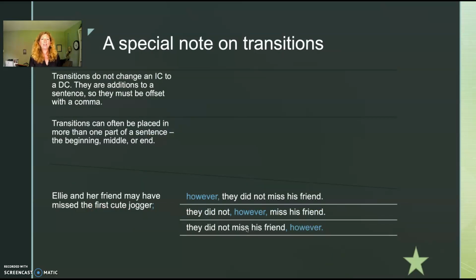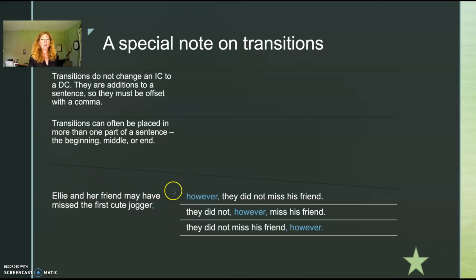So here's a special note on transitions. Transitions, as I mentioned, do not change an independent clause to a dependent clause, okay? They're kind of an independent word. They add something to the sentence, like a signpost, but they do not change the structure of the sentence, okay? You can find transitions in different places, the beginning, middle, or end of a sentence, okay?